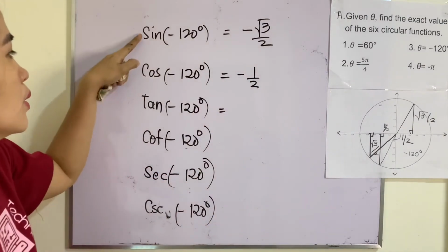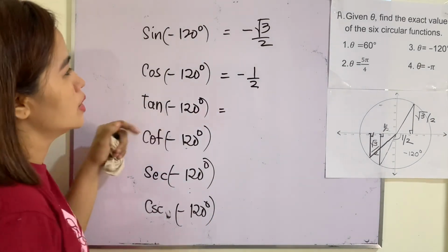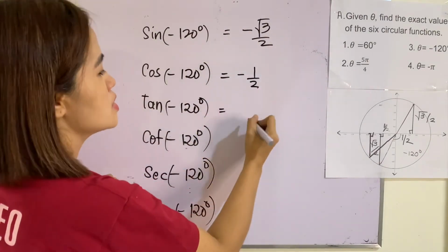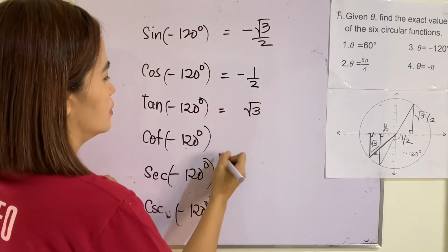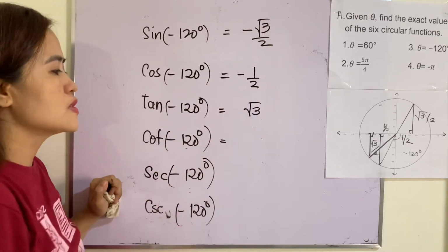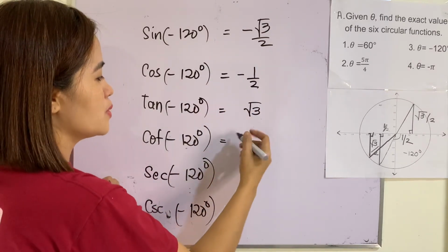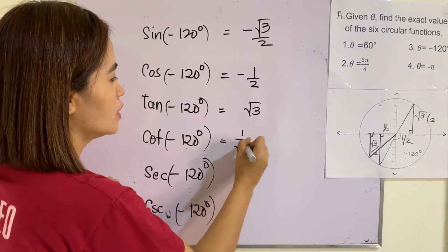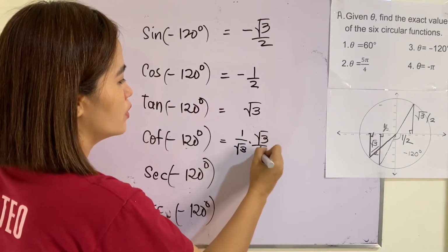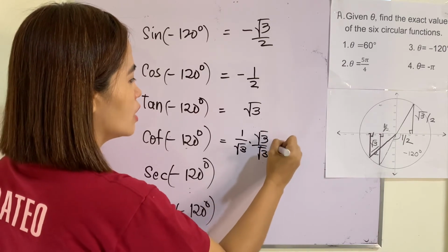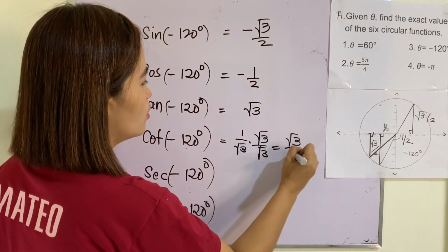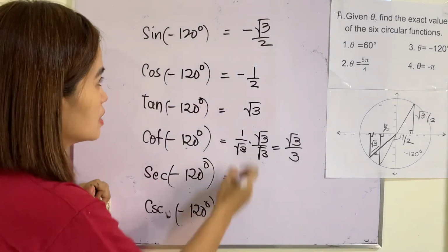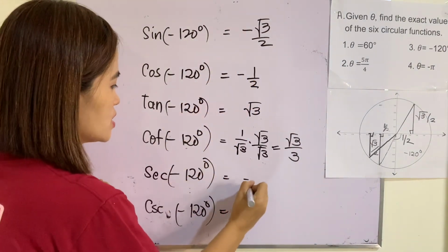Okay? We know that tan negative 120 is just the ratio of the two. So therefore, this is equivalent to square root of 3. Negative negative is positive. So get the reciprocal of this. This one is 1 over square root of 3 times square root of 3 over square root of 3. Rationalizing it, this is square root of 3 over 3. And of course, positive. For this, since they are both negative, of course, it's negative.